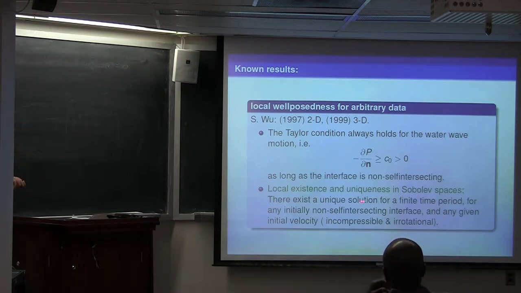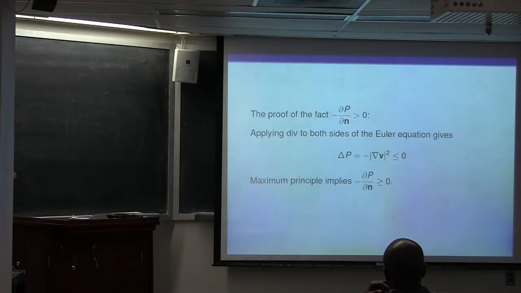Okay, and the equation is solvable for this short period of time and has a unique solution, and the surface remains stable. So now why does this Taylor sign condition actually hold? Even if the wave overturns. Once you feel it should be true, it's not difficult to prove. The proof is simple.